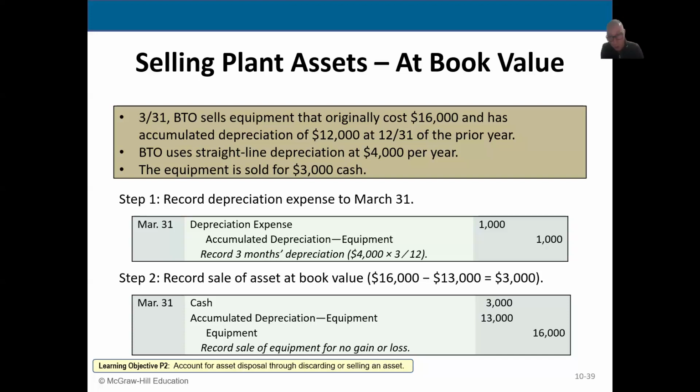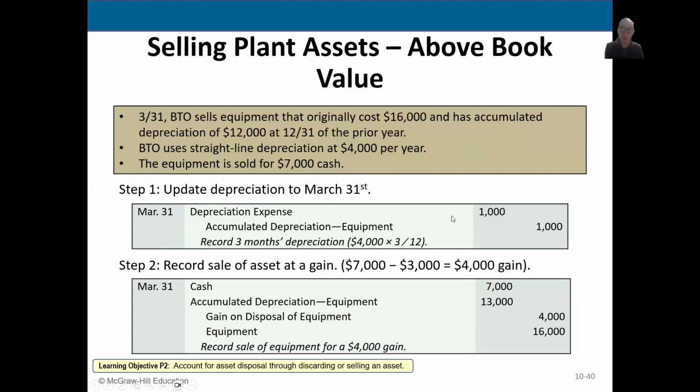It's not a gain or a loss. We sold it at book value. What if we sell it for more than it's worth? Now we're talking. Right? It cost us 16,000, depreciated 12,000. Use straight line depreciation. We sold it for 7,000.